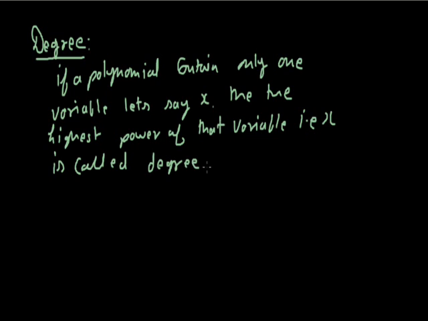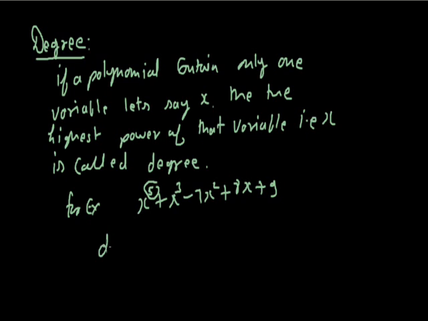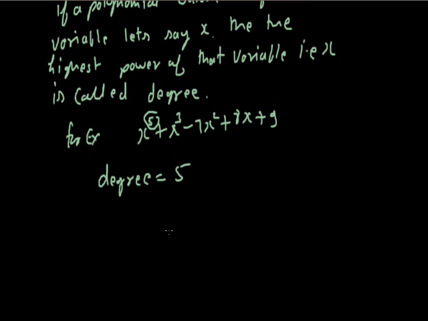degree of that polynomial. For example, let's say x raised to the power 5 plus x cube minus 7x square plus 8x plus 9. So this is a polynomial which contains x as a variable. Only a single variable is used, that is x. So the highest power of that variable is called the degree. Here the highest power of the variable is 5. There are various powers of x, that is 5, 3, 2 and 1. Among these, 5 is the highest one. So we can say the degree of this polynomial is 5. Let's take another example.